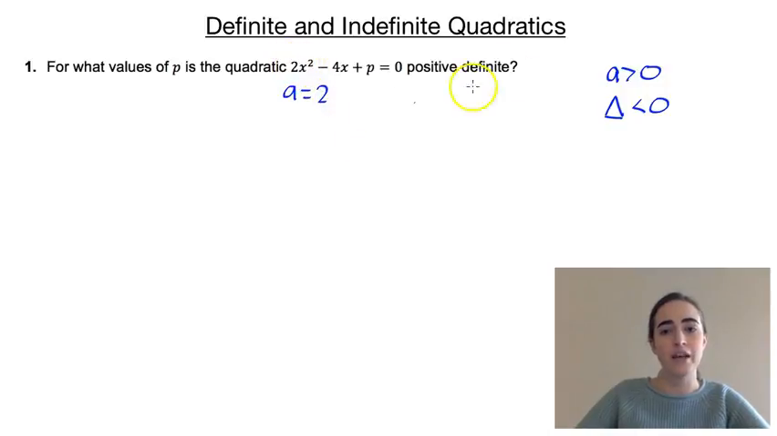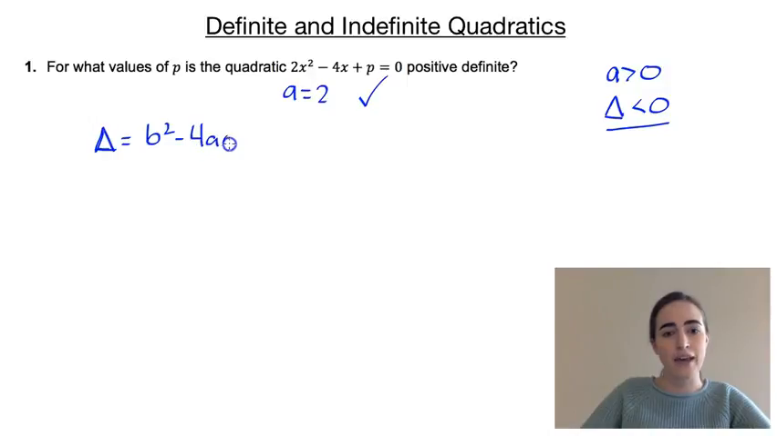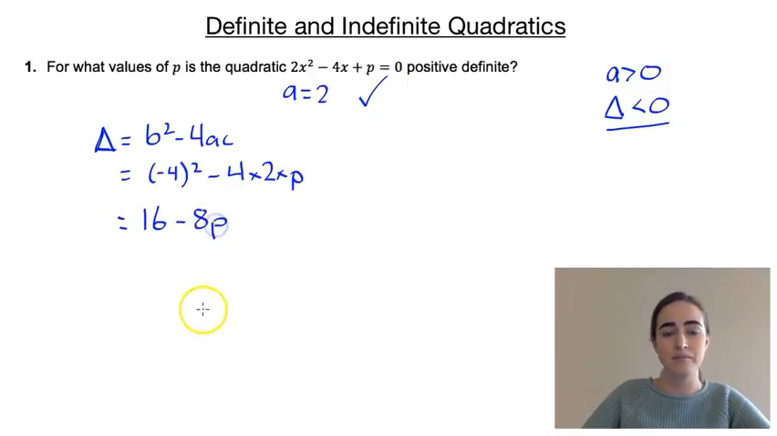It's the coefficient of x squared, which is greater than 0. So that's all good. That condition is satisfied already without us doing anything. But what we do need is that discriminant to be negative. So our discriminant in this case is, remember, b squared minus 4ac. So it's going to be minus 4 squared minus 4 times 2 times p. So if we simplify that, we'd have 16 minus 8p. So we need that expression to be less than 0. So we're going to have 16 minus 8p is less than 0.